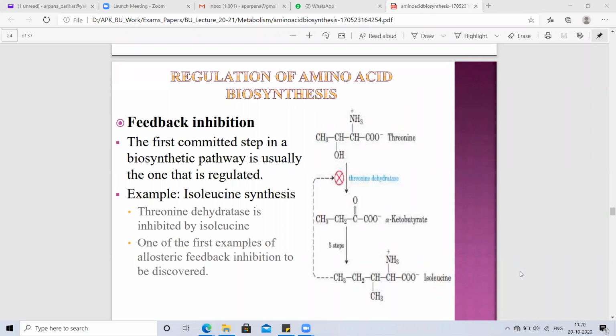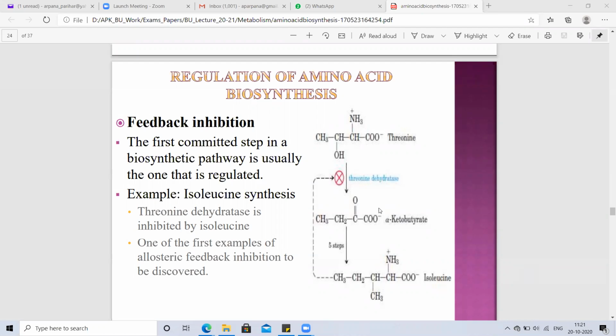We started regulation of amino acid biosynthesis, and somehow my laptop got hung, so I had to restart it, and then again we are starting with the same slide.